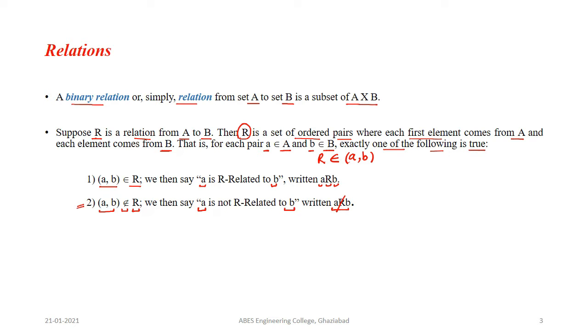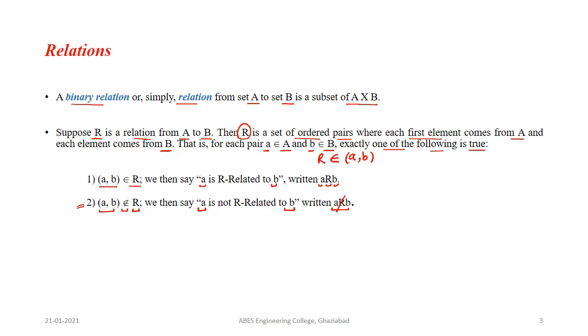A binary relation, or simply a relation from the set A to the set B, is a subset of the Cartesian product defined from A to B. So the relation is a subset of the Cartesian product A and B. Now if R is a relation from the set A to the set B, it means R will contain some ordered pairs in which the first element comes from the set A and the second element of the ordered pair will come from the set B. For example, if a is an element which belongs to the set A and b is an element which belongs to the set B, it means the ordered pair (a, b) will belong to the relation R.